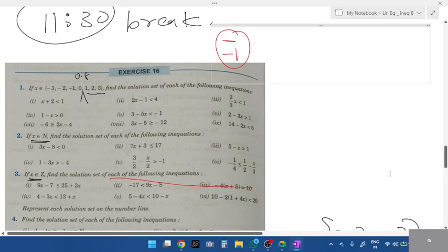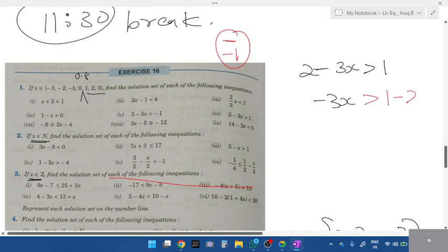Next question. Try the next one. All of you will answer 2 minus 3x greater than 1. Be quick, students. First, keep minus 3x as it is. What happens to 2? 1 minus 2. Minus 3x greater than is given. What is 1 minus 2?